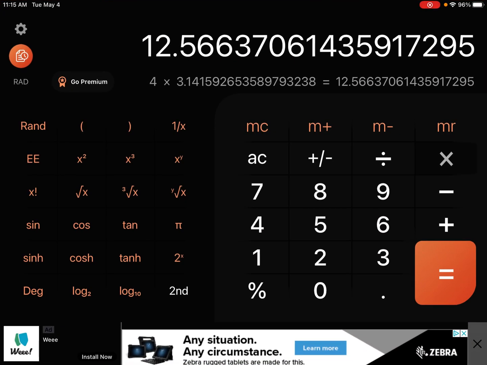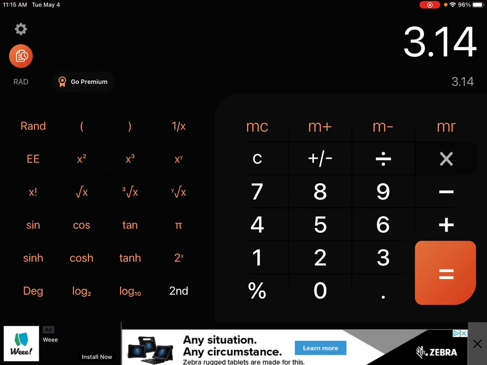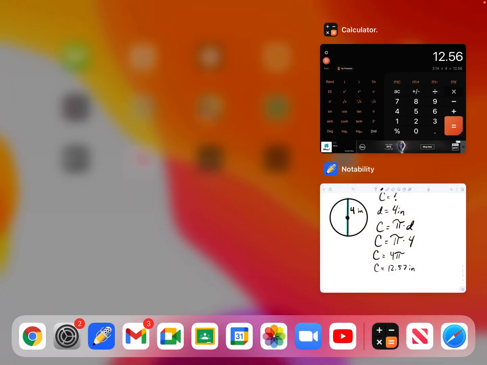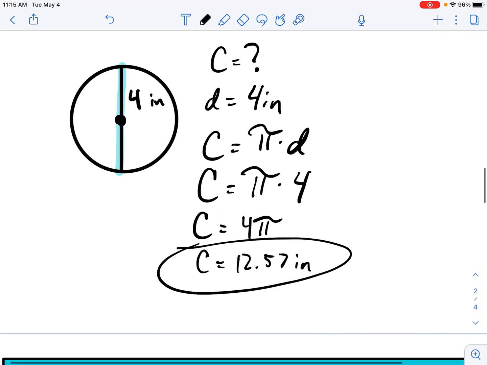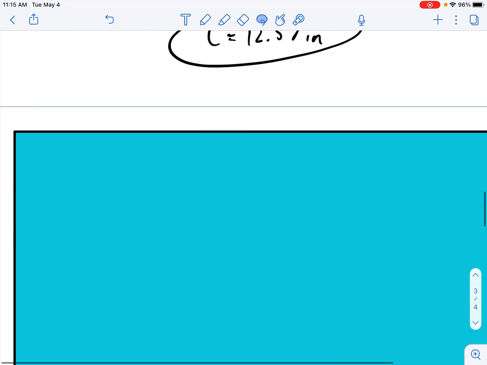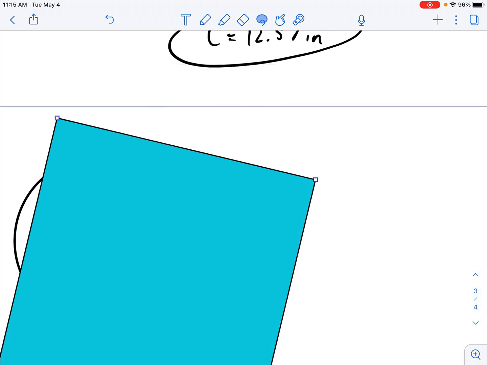Now, if you don't have a pi button on your calculator, that's fine. You can do 3.14 times 4, and you get 12.56. So your answer will be slightly different, but that's fine. That's totally fine. Both are correct. All right, let's try another one.